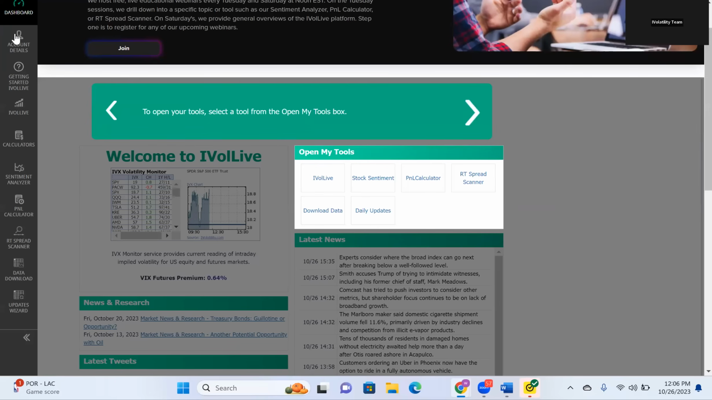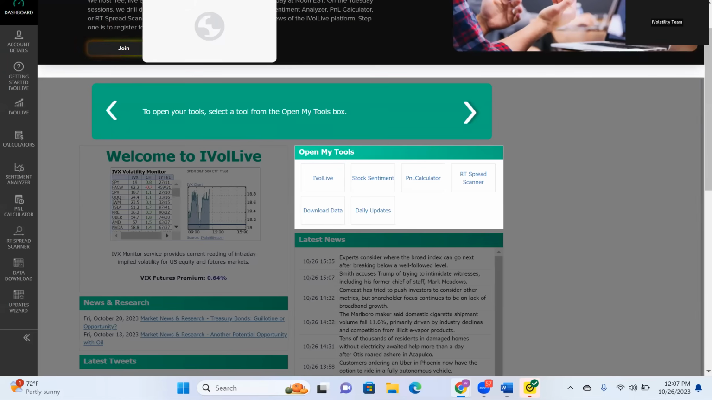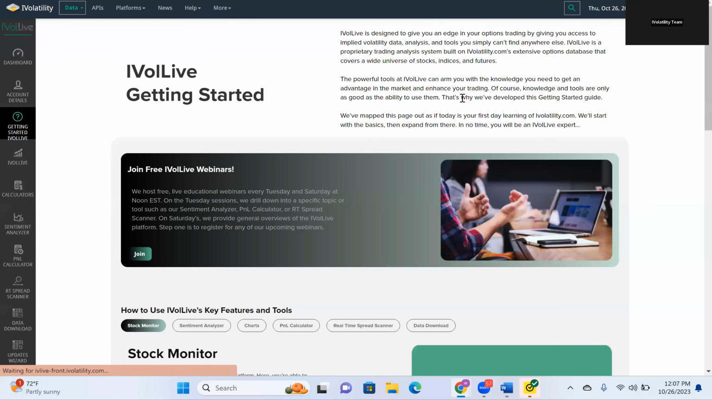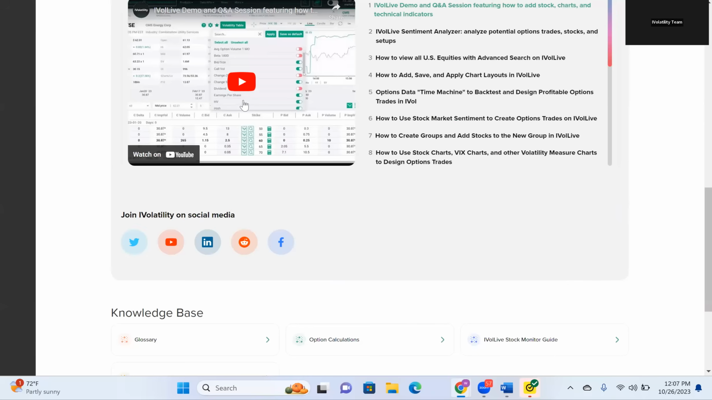So we have kind of this vertical tool set here, what I call the IVolLive totem pole. We have our dashboard, which we're in now, account details, which is where you make sure everything's up to date. We have our getting started, which is also a very important link for getting started. So if you just joined us, this is where you'd want to go, because this is going to give you all the details on the platform. It's going to show you our top tools. It's going to give you videos for our top tools, et cetera, et cetera. And you can all follow us here on social.